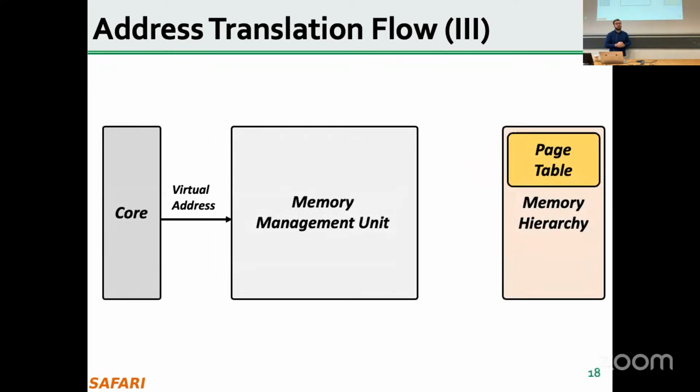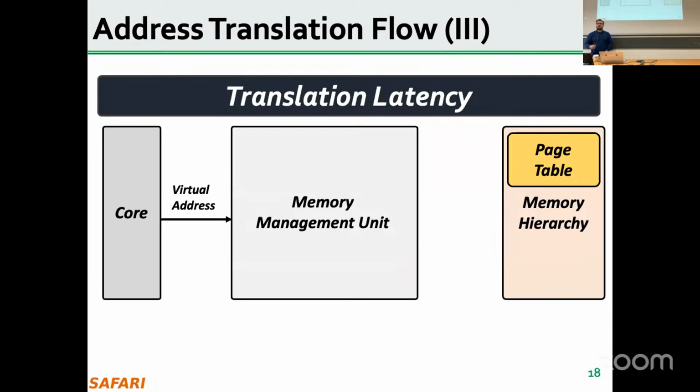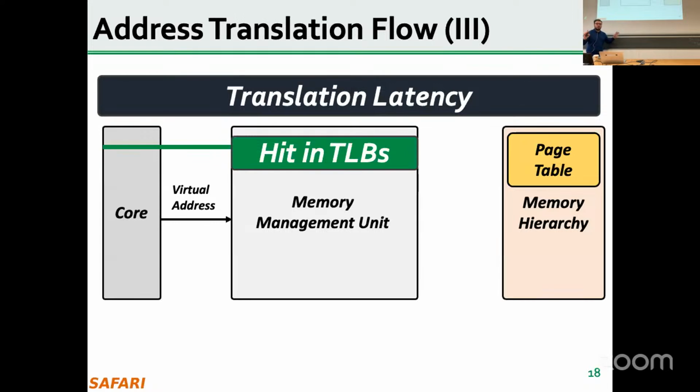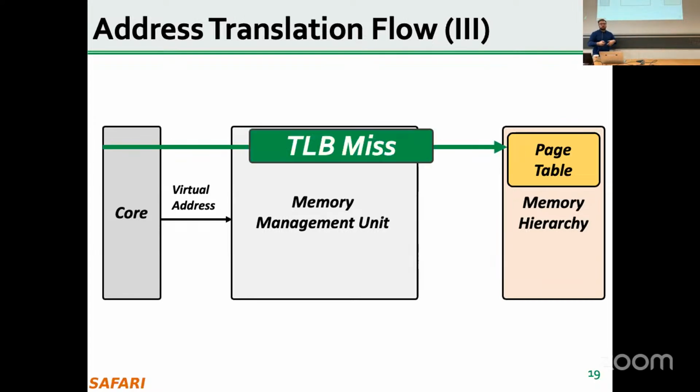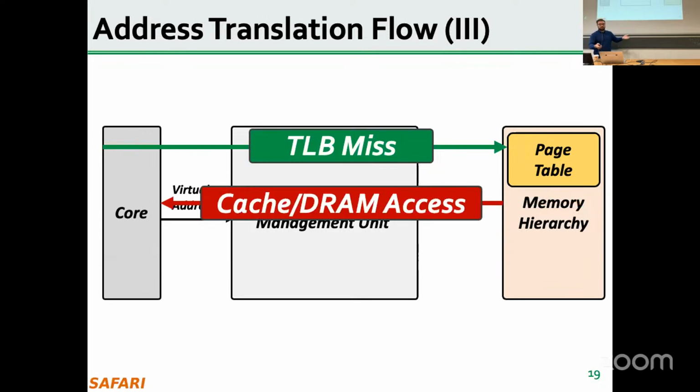So this is the translation flow. And let's talk about the translation latency a bit. So what's the good scenario? The good scenario is that we hit in the TLBs. We find the page table entries inside the TLBs, which means we find the corresponding physical frame number in the matter of tens of cycles, maximum. The worst case scenario is that we missed in the TLBs, and we need to somehow fetch and retrieve the page table from the cache hierarchy. And in this scenario, you might basically wait for a cache access or a DRAM access, which might lead from 20 cycles, 30 cycles, up to 200 and 300 cycles, as I will show later.